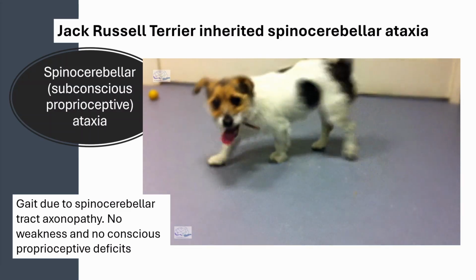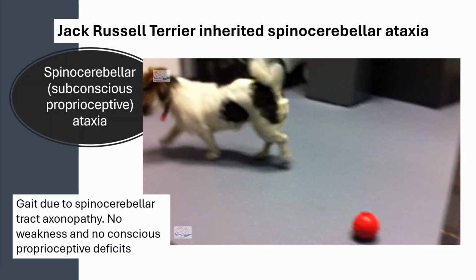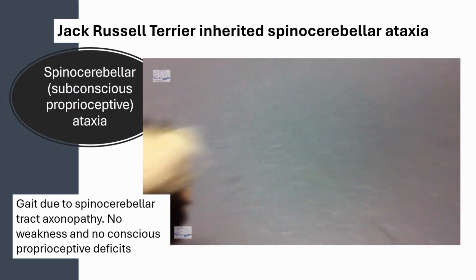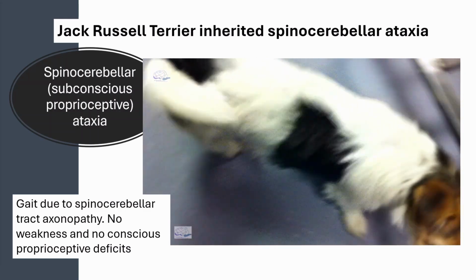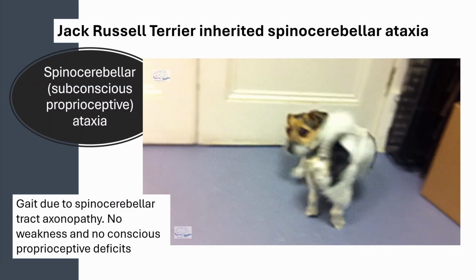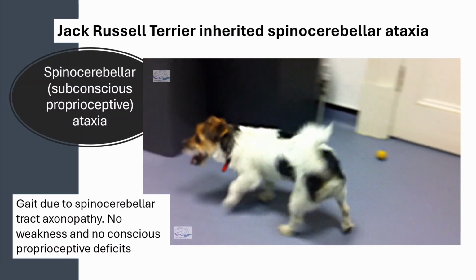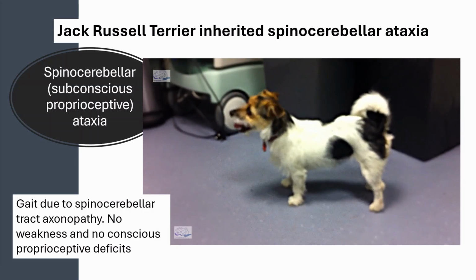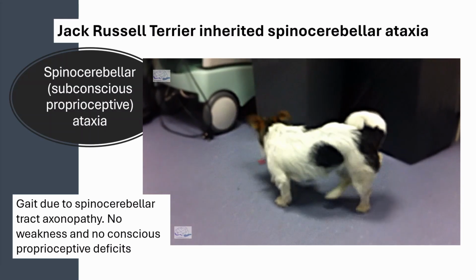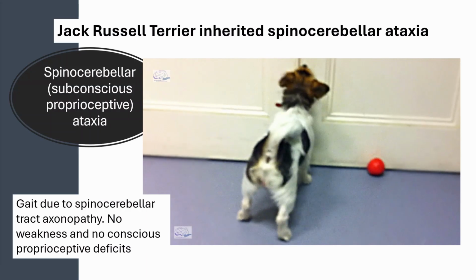So we see the kind of truncal sway, which is often referred to as titubation. You can see that the movements are more exaggerated than normal. There is increased muscle tone. He's poorly coordinated. Tends to have a bigger sway than normal. The limbs tend to reach further forward than before. So it's just a general loss of fine control of that muscle action. However, this dog is not weak, and there are no conscious proprioceptive deficits.